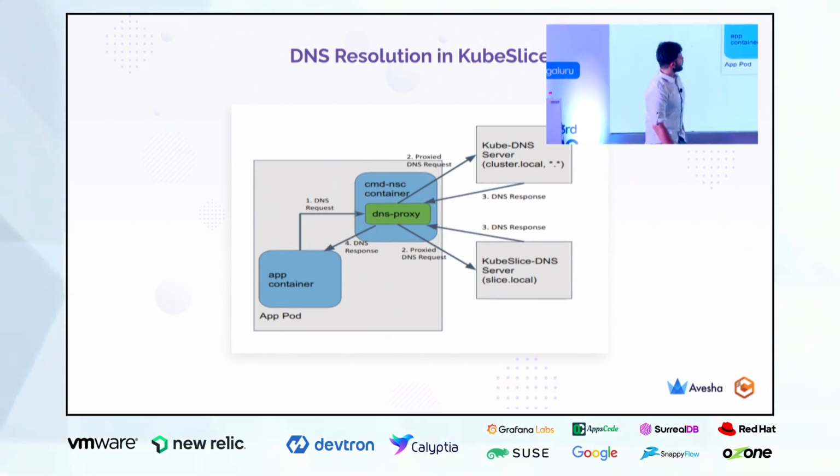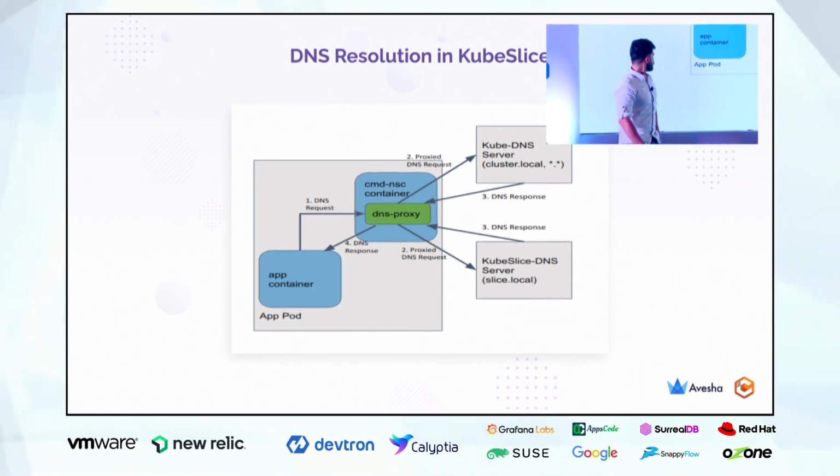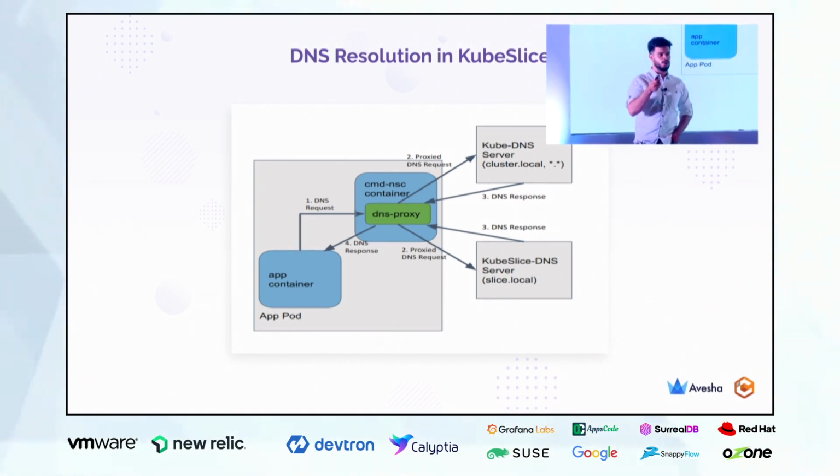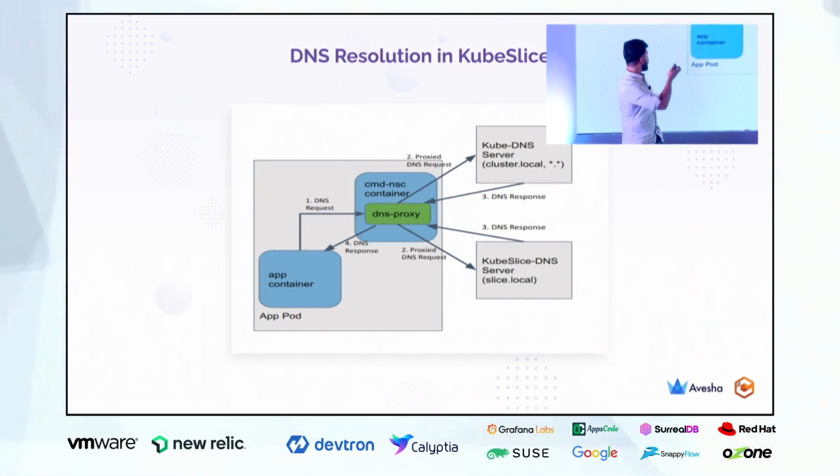Now, DNS resolution in KubeSlice. The sidecar that I earlier mentioned is injected into the application pods. It runs a DNS proxy server. This DNS proxy server proxies all the DNS requests sent by the application container. It fans out the DNS requests to both KubeSlice DNS and KubeDNS. The first successful response returned by any DNS server is then sent as the response to the application container.